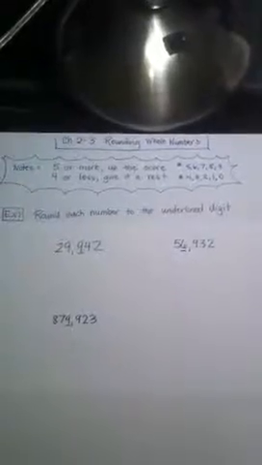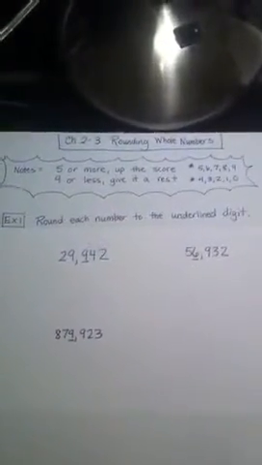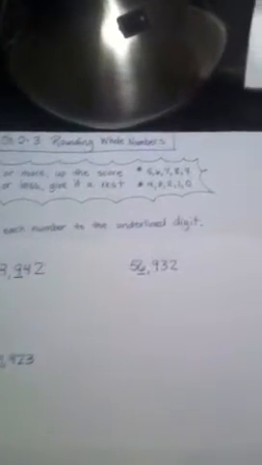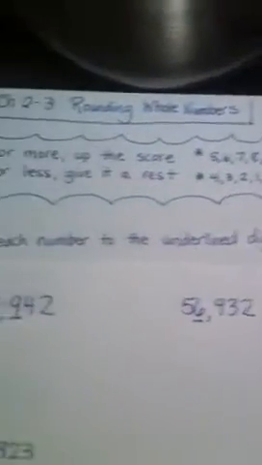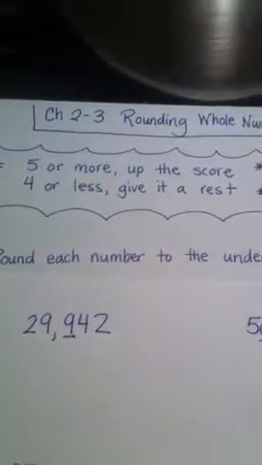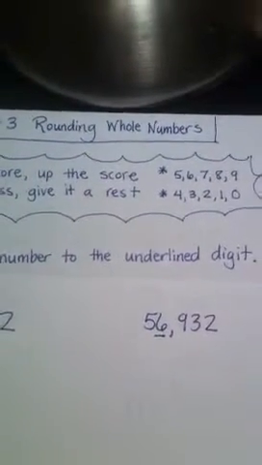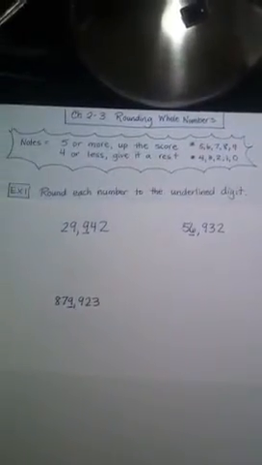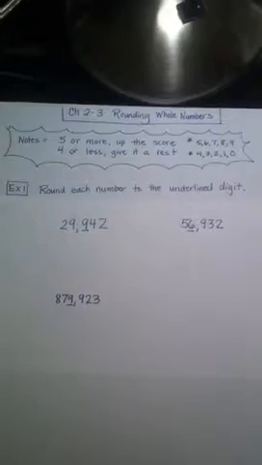This tutorial is for Chapter 2, Lesson 3, Rounding Whole Numbers. The important things to note are if it's 5 or more, you're going to up the score. That includes numbers 5, 6, 7, 8, and 9. And then if it's 4 or less, you're going to give it a rest, which includes numbers 4, 3, 2, 1, and 0. So I'm going to take a couple of problems from your homework, and the directions read, round each number to the underlined digit.